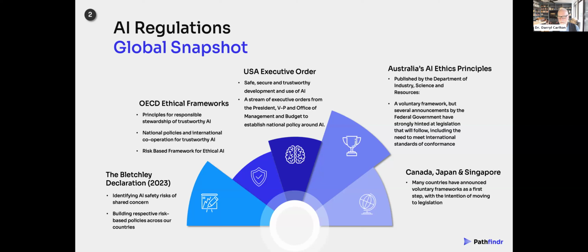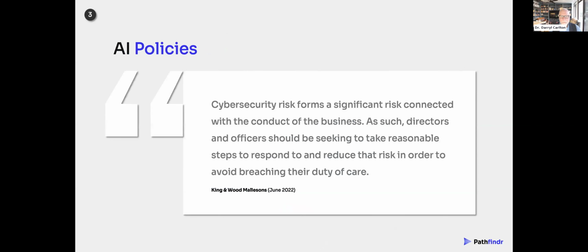The OECD ethical frameworks, there have been several orders out of the President and Vice President and Office of Management and Budget in the USA. Australia's AI ethics principles have been published by the Department of Industry, Science and Resources. At the moment, it's a voluntary framework, but the government is very much moving towards implementation of legislation around AI. Canada, Japan, Singapore also moving towards legislation around AI.